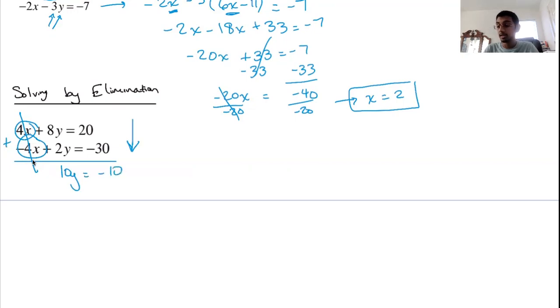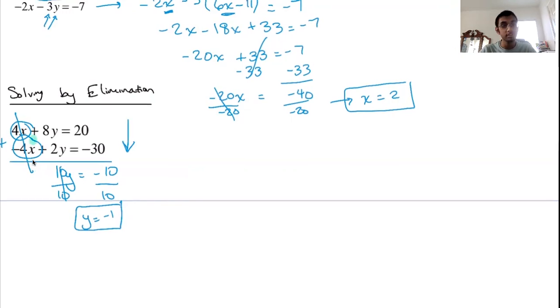So therefore, divide by 10, y is equal to negative 1. And that is all we do. Not too bad. But one thing I'm going to say is that sometimes you're going to be given some kind of elimination problem to do, and it's not this easy. It's not this easy to just isolate the variables because they cancel out.